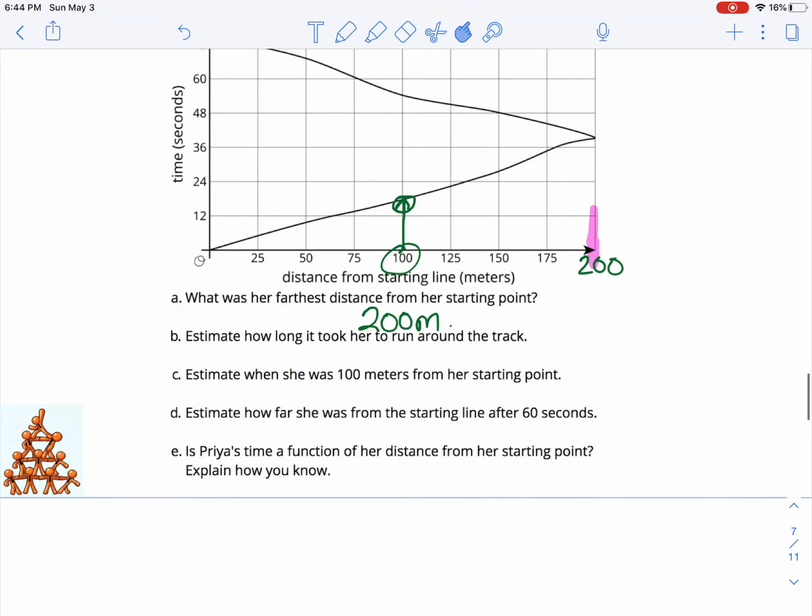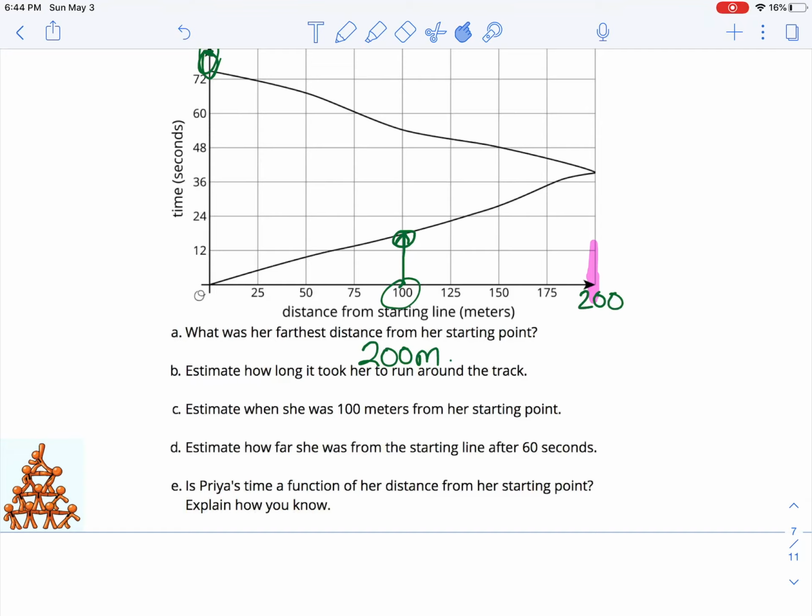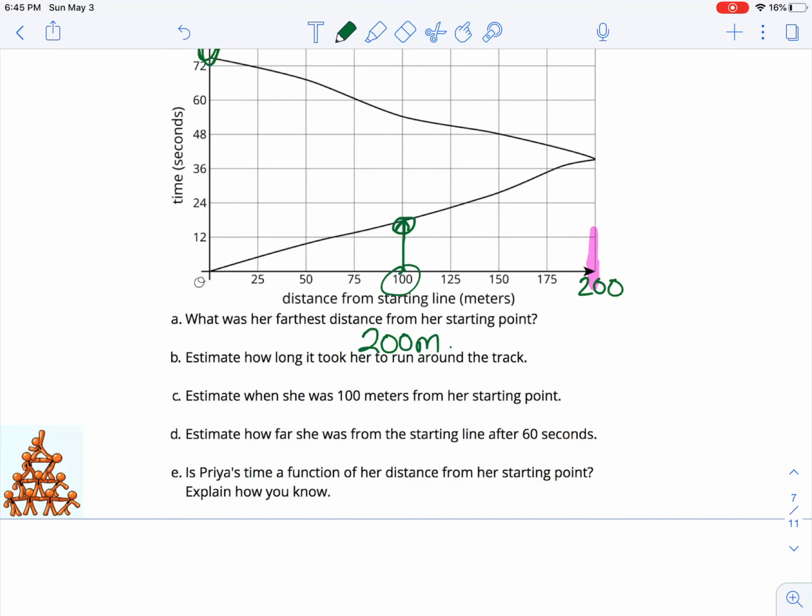For E, it says, is Priya's time a function of her distance from her starting point, and explain how you know. And we're going to do this one because it's kind of tricky. So when you look at this graph, there are 2 different times corresponding to a distance of, let's say, 100 meters. There are 2 different times, or whatever distance you choose. So because there's more than one time option, you would say no. And then you need to explain what I just said.